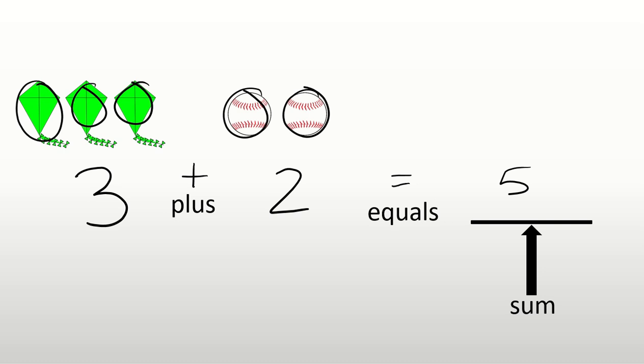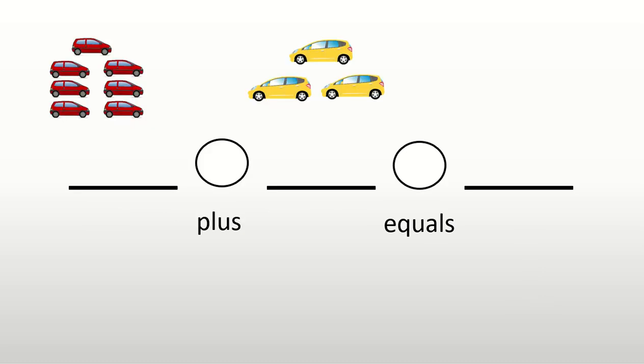So let's try a couple out. Your paper today is going to look a lot like this. We're going to be adding some cars together. What you guys have to do is make sure you're putting in the numbers of each car, adding in your plus sign, and also adding in your equal sign to make a complete number sentence. So let's count these up.